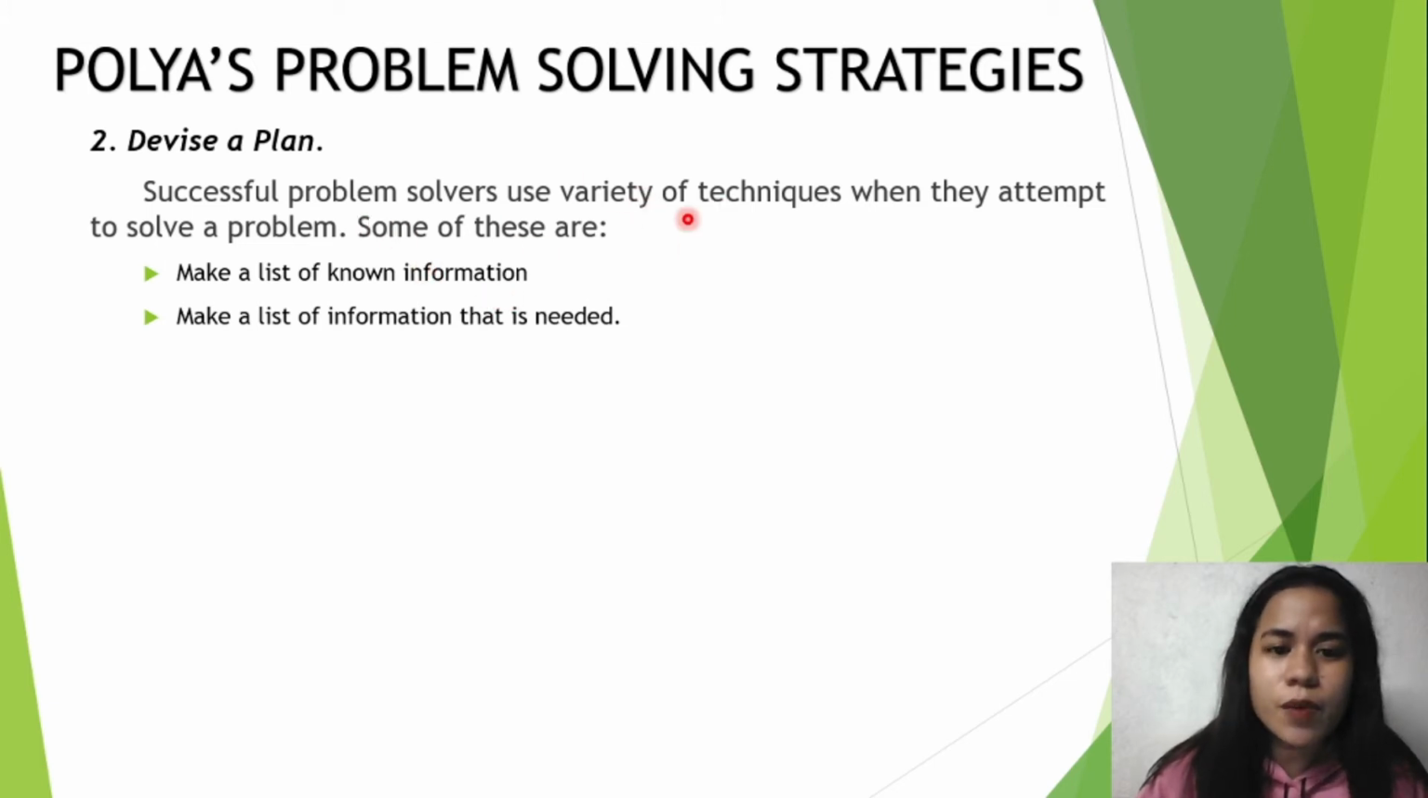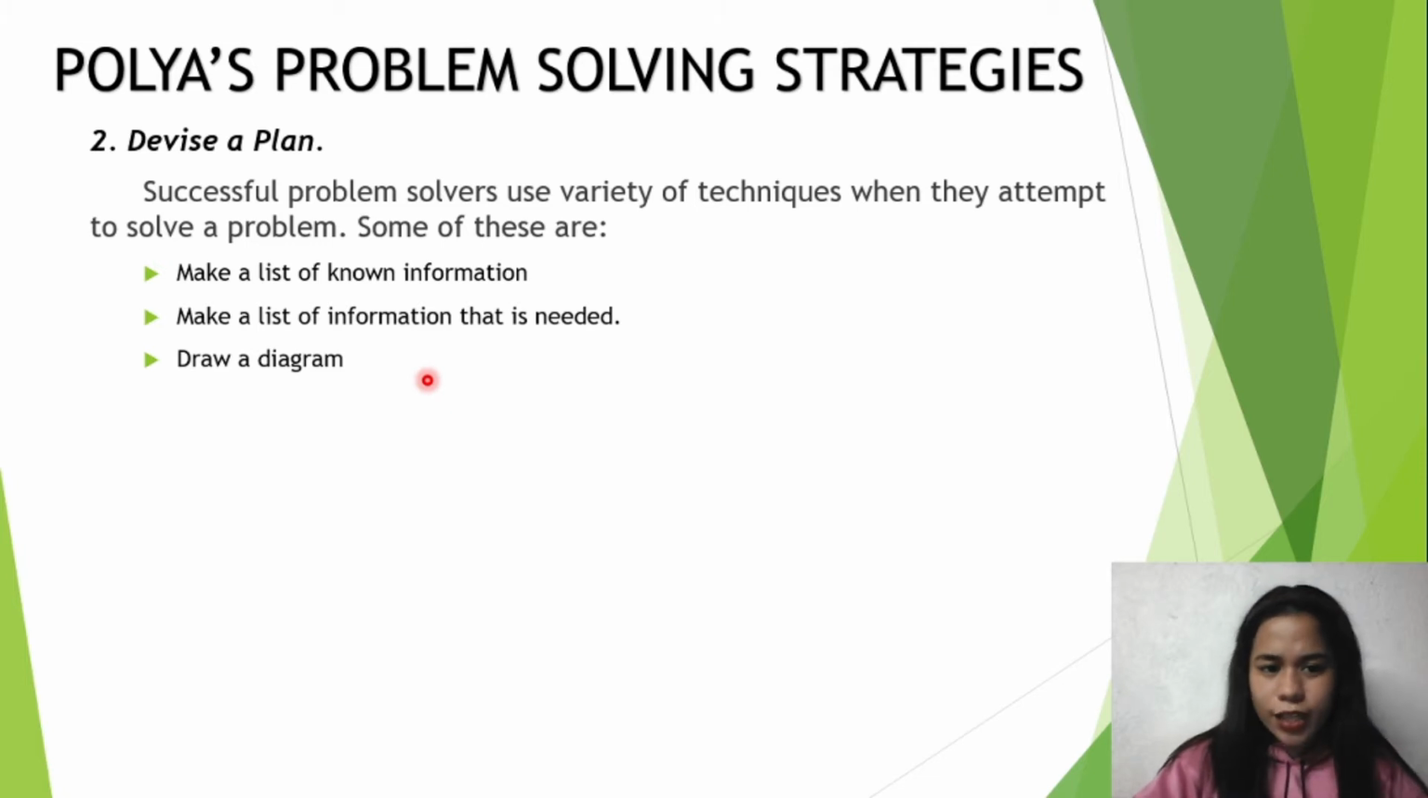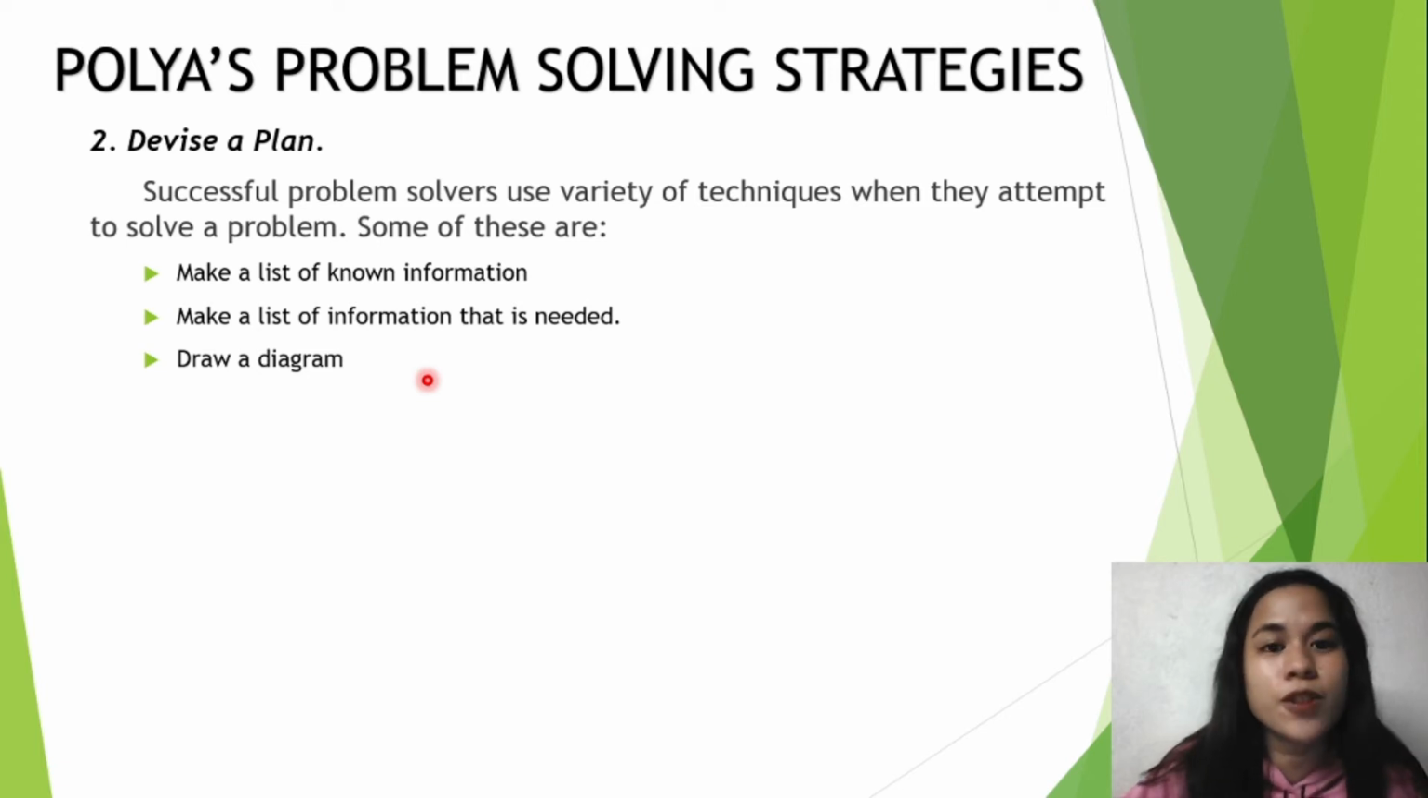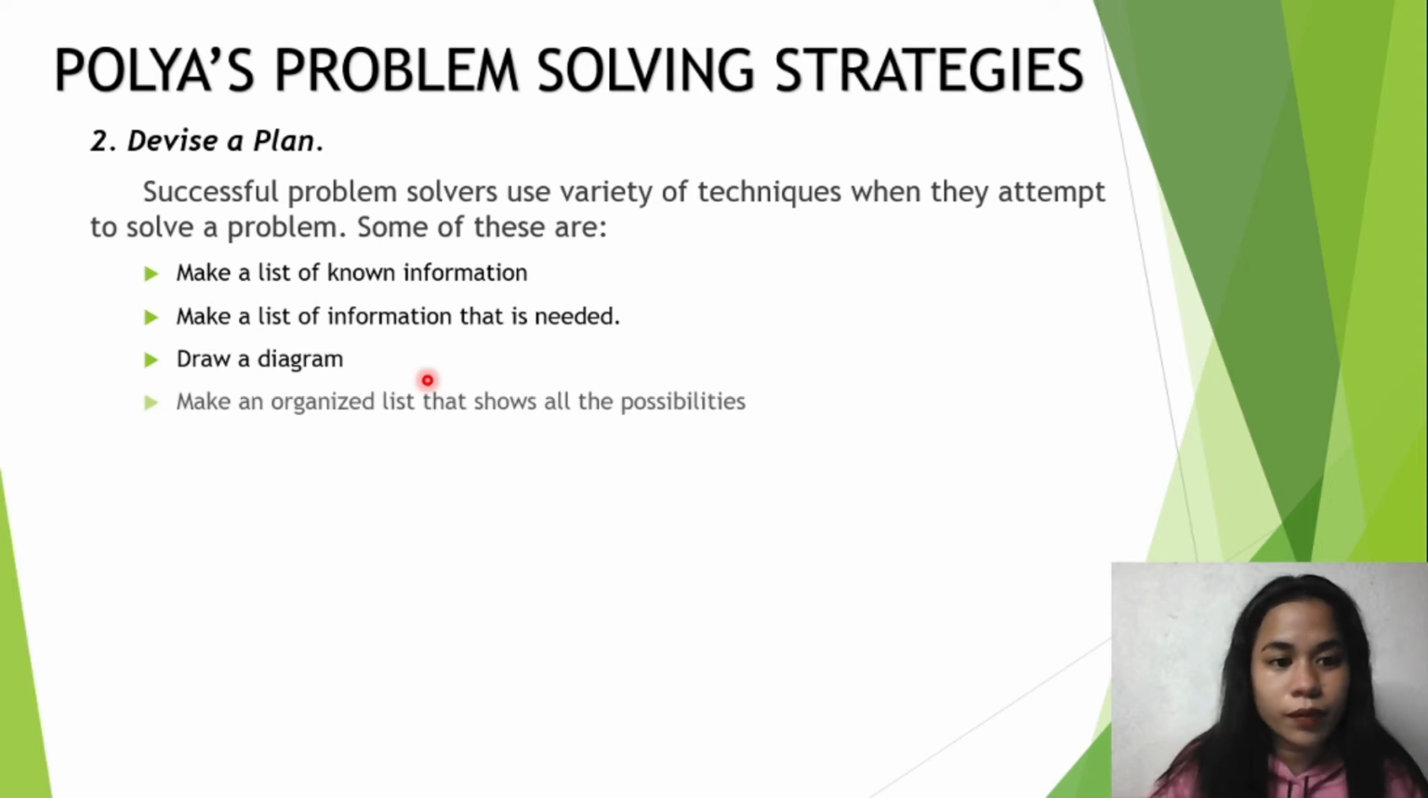Okay, so some of these are, first, make a list of known information. Second, make a list of information that is needed. Draw a diagram. In draw a diagram, sometimes kailangan natin mag-draw ng isang diagram para makita natin kung paano ba i-solve yung given problem. And then the next, make an organized list that shows all the possibilities.